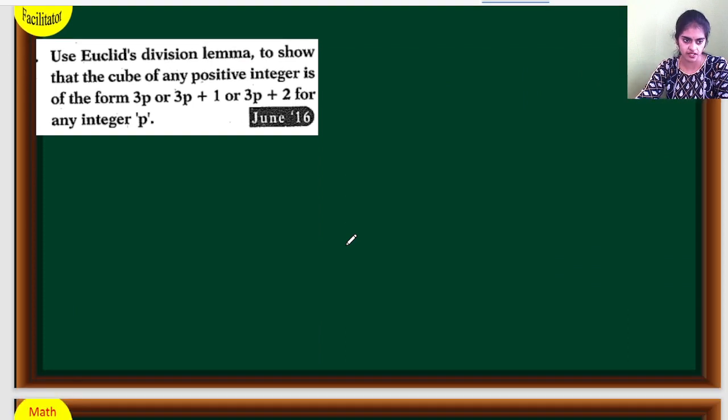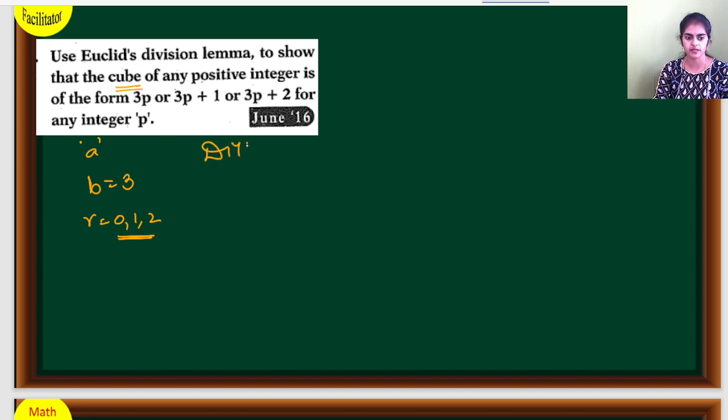Now the next question, again you have to prove the cube of any positive number is of this form. Here a is the positive integer, and I'm taking b as 3 because you have 3p plus 1, 3p plus 2, and r will be 0, 1 and 2. Only 3 cases you will have. So in case 1, 2 and 3, you will get it as 3p plus 1, 3p plus 2. This you will do by yourself.